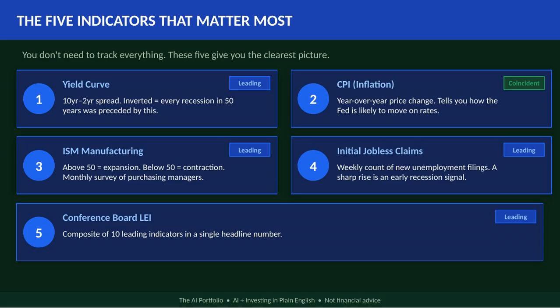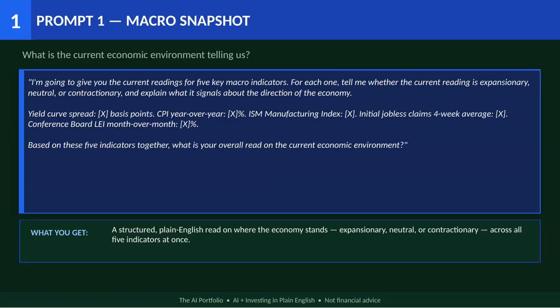Here's prompt 1, the Macro Snapshot. I'm going to give you the current readings for 5 key macro indicators. For each one, tell me whether the current reading is expansionary, neutral, or contractionary, and explain what it signals about the direction of the economy.